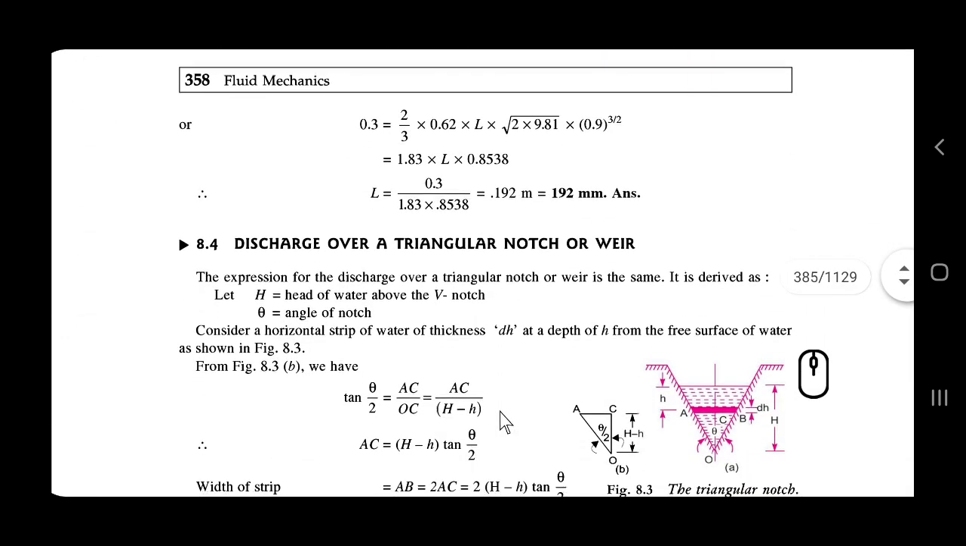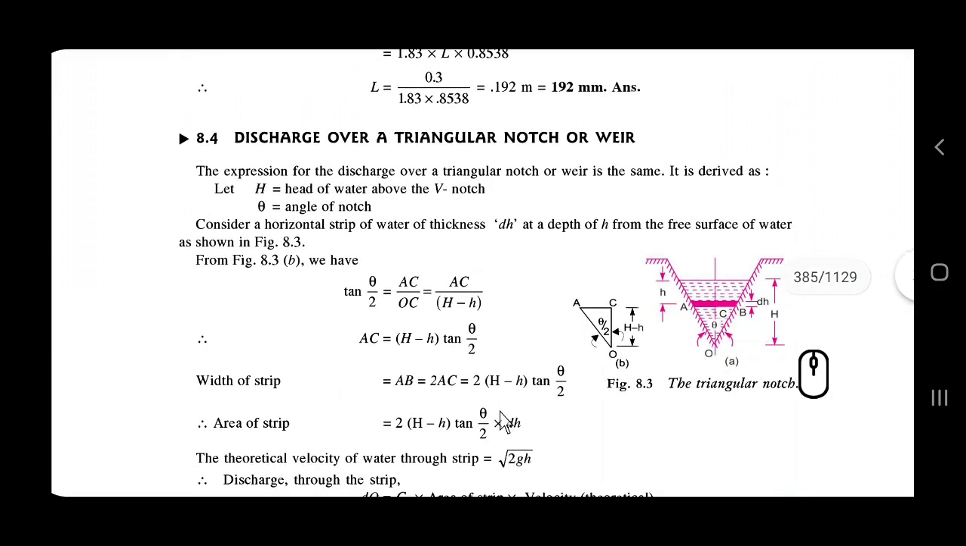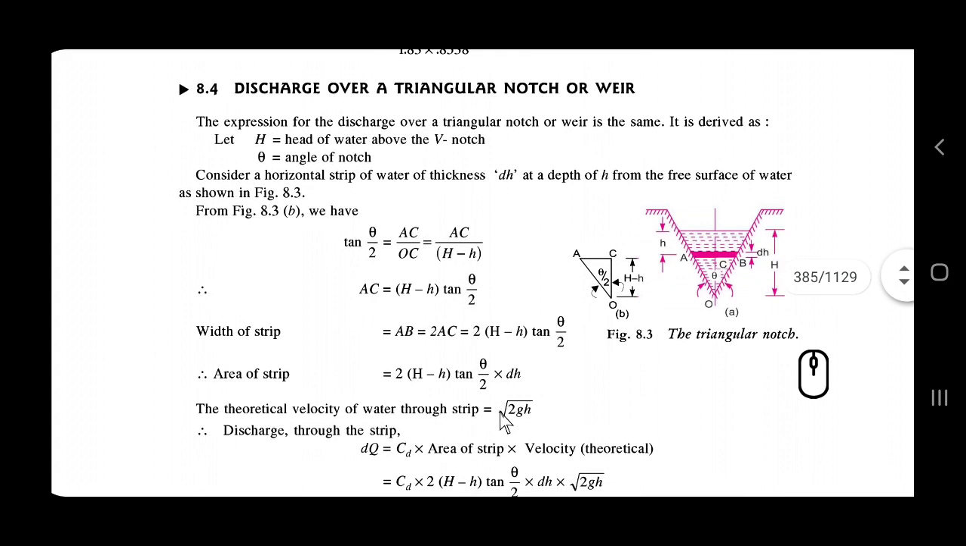Problem 8.3. Okay. So now we have to study discharge over a triangular notch or weir. This can be said to be a V-shaped weir also. It's a V shape. You can see it has a V shape. So here also primarily we have capital H, head of water above the V notch. Okay, this equation can be applied to a V notch or V-shaped weir. So capital H is the head of water above the V notch, and theta is the angle of the notch.